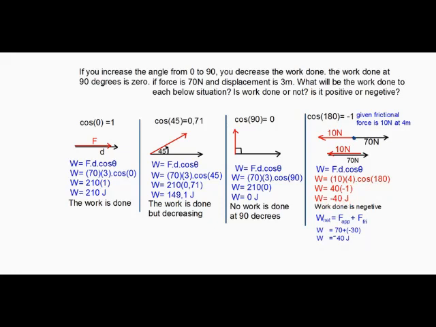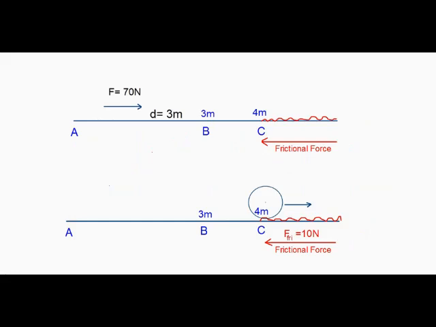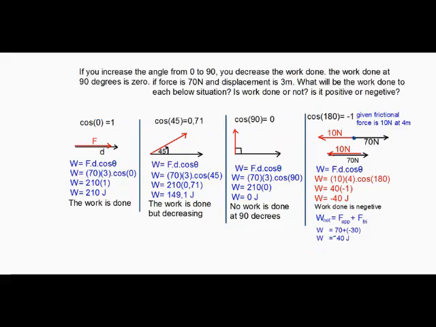The work here is done by what? It's not done by this force, but is done by the frictional force to the moving object, to this moving ball. So we get what? A negative work. The work done here is negative.